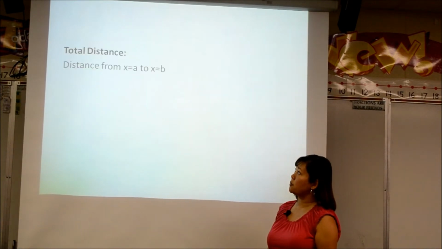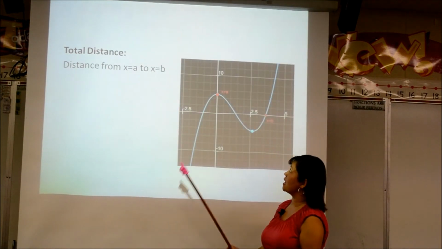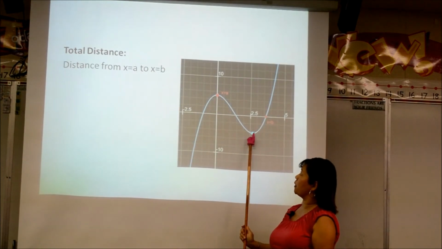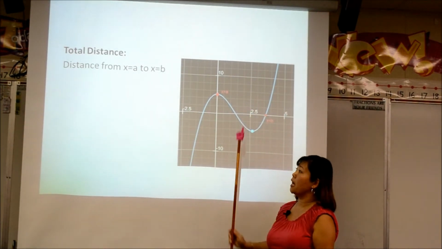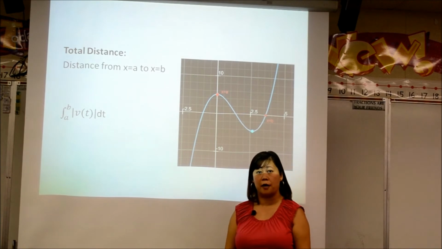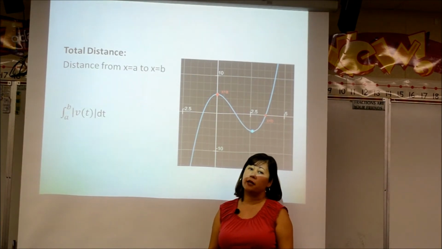The other one is going to be the total distance. Now total distance is still from a to b, but in this case, the bottom part right here is going to be flipped up, and now we're going to have it on the top part, and you're going to set it up as an absolute value instead, because we're finding the total distance. Okay? So now let's take an example.